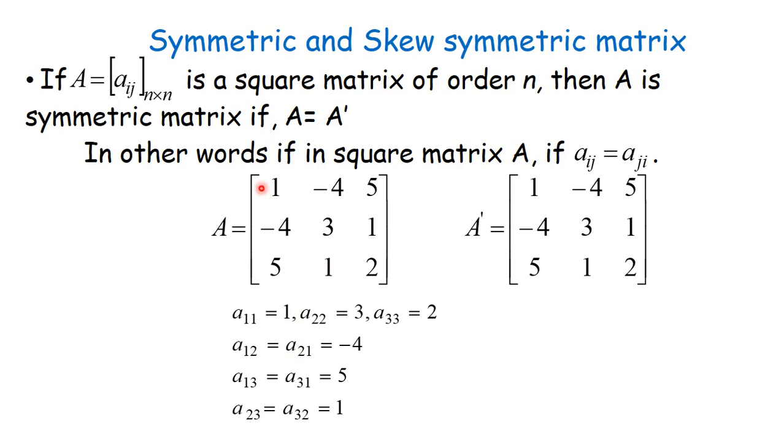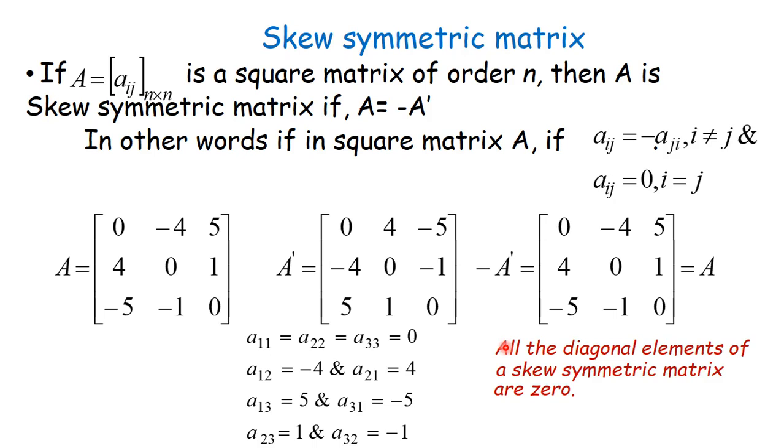So a square matrix is said to be symmetric matrix if A is equal to A dash, or I can say that a square matrix A is a symmetric matrix if in that matrix Aij is equal to Aji. Now skew symmetric matrix. A square matrix of order n is said to be skew symmetric matrix if A is equal to minus A dash.